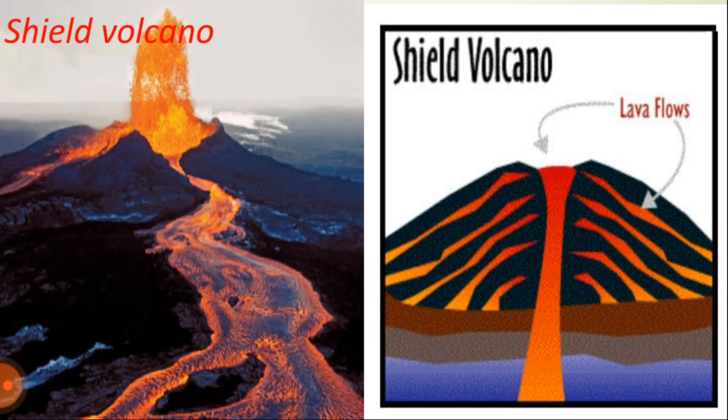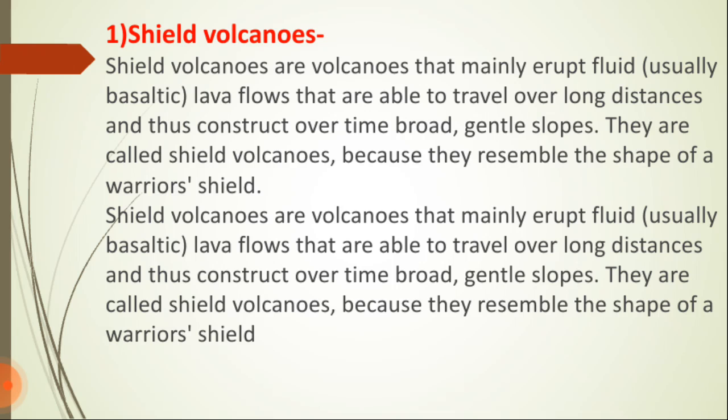So as we can see, the lava is there. From there, lava is coming out and it is moving out. So it is long distance traveling. Therefore, even warriors use a shield which looks like this. Therefore, it is called as shield volcano.